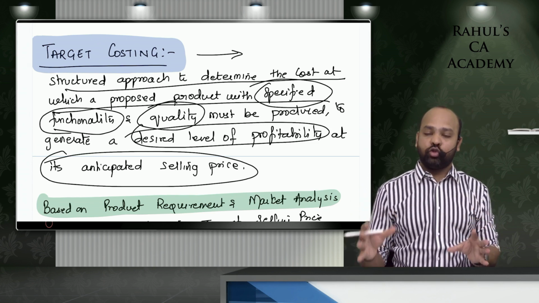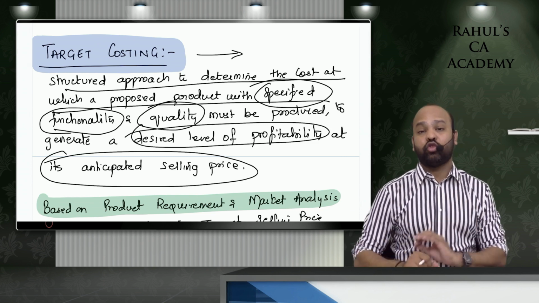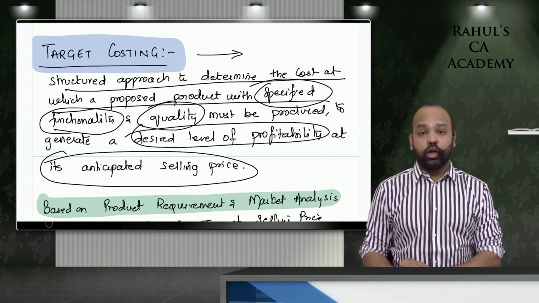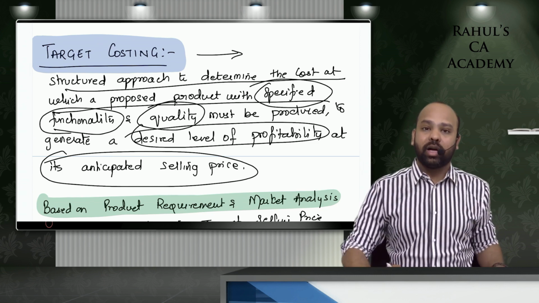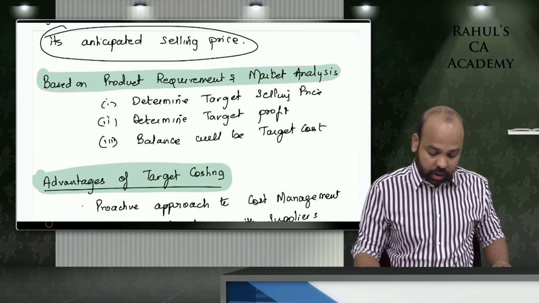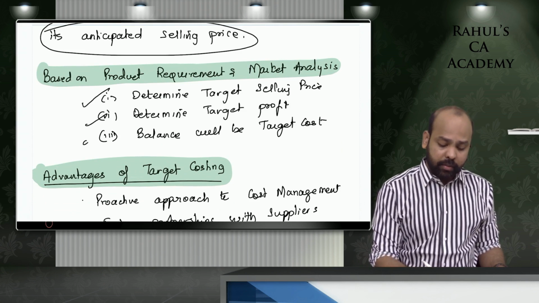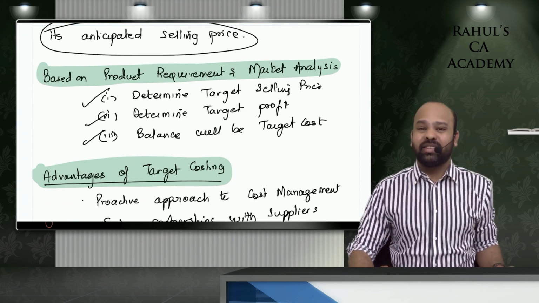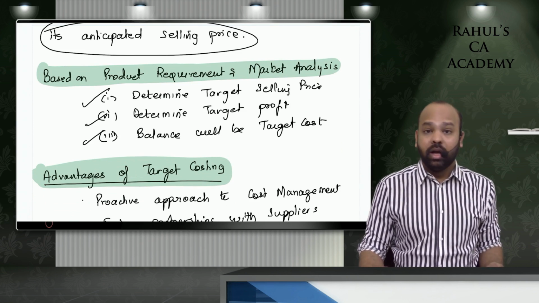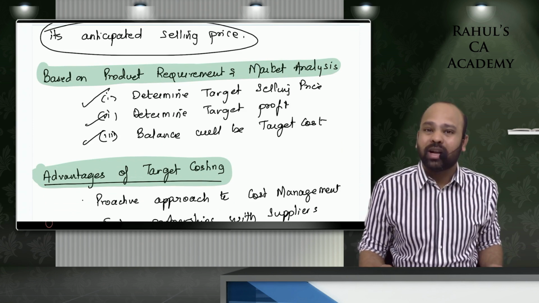And then, based on these two, you're determining at what cost you should be manufacturing a product in order to ensure that you're delivering the right quality product without compromising on the functionality of the product. So, I just told you this, but based on product requirement and market analysis, you will determine the target selling price, you will determine the target profit, and the balance would automatically be your target cost.